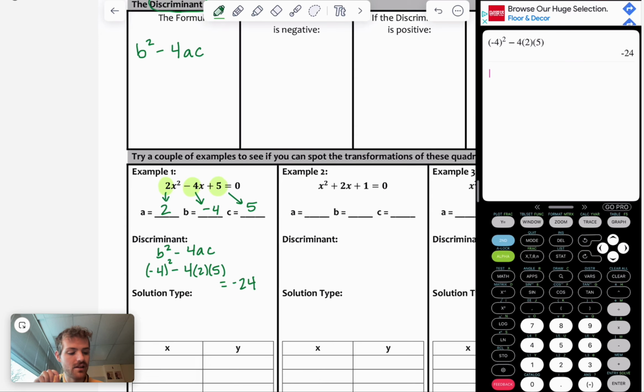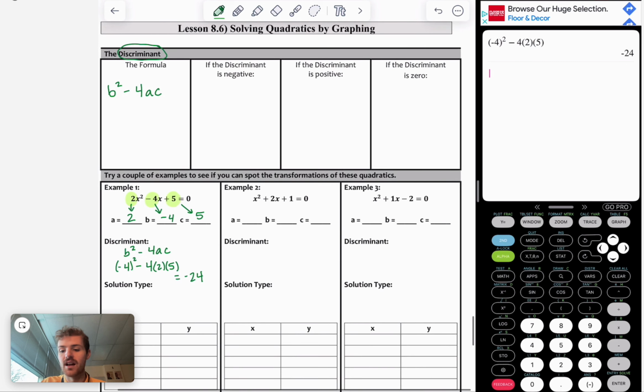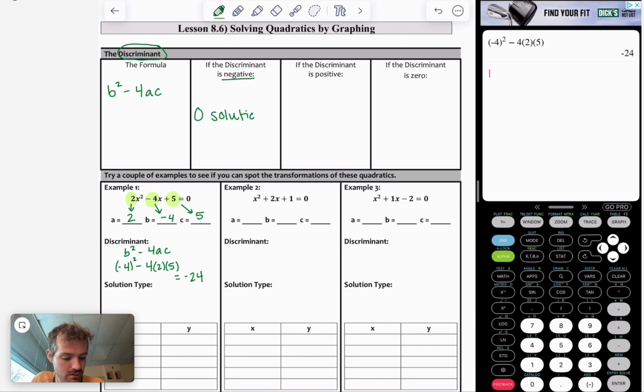What do we do with that, and how does that help us? Well, these other 3 boxes up top here are going to tell us how we use that. If our solution to the discriminant is a negative value, then that tells us there's going to be 0 solutions. If the value is positive, we will have 2 solutions. And if the discriminant ends up being exactly 0, we will have 1 solution.